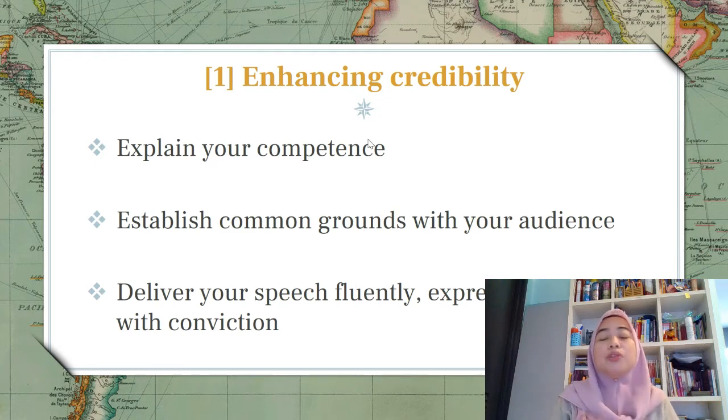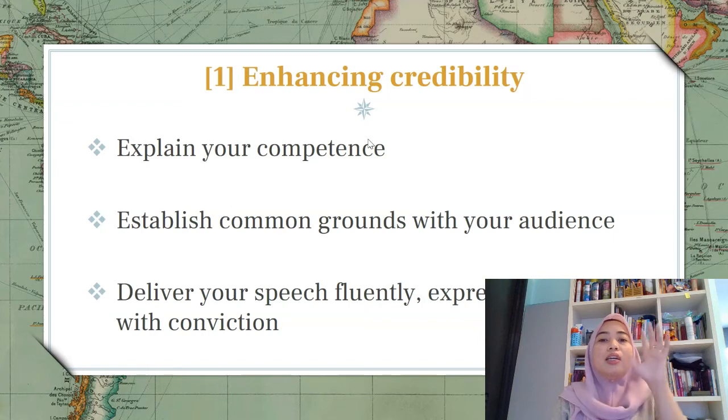Number two is for you to establish the common values and common grounds with your audience. So tell them the reason why I want to talk about this is because this topic is very sensitive, and I feel that we need more Malaysians to be aware of the topic. Establish something that is common with your audience in that sense.